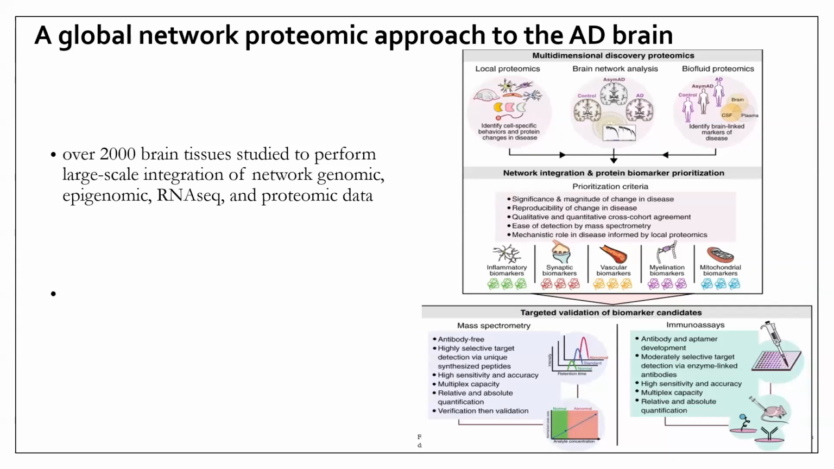Two have already been used, that is your amyloid beta and tau. Apart from that, they are using this concept of protein biomarker by analyzing the protein. Okay, and from there, they are measuring the changes which occur in the disease, by measuring the inflammatory biomarkers, synaptic biomarkers, vascular biomarkers, myelination biomarkers, and the mitochondrial biomarkers. So from here you can see that protein analysis can help you in choosing the biomarkers for a particular type of disease. This is just an example.